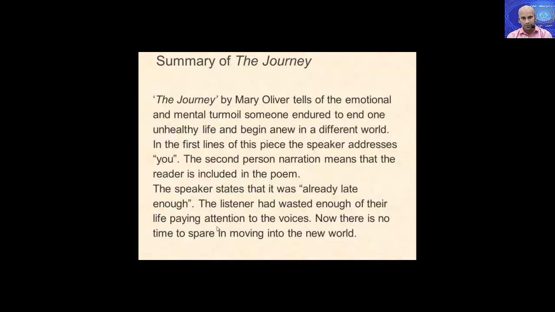This poem by Mary Oliver tells us the emotional and mental turmoil someone endured to end one unhealthy life and begin a new, different world. This is the problem that all of us face. We do not know how to start a new life. When we think of our past, we feel like we haven't done anything to reach our goal. It can be our life goal or it can be our spiritual goal of paradise. So we need to change and listen to our own voice to reach our goal.